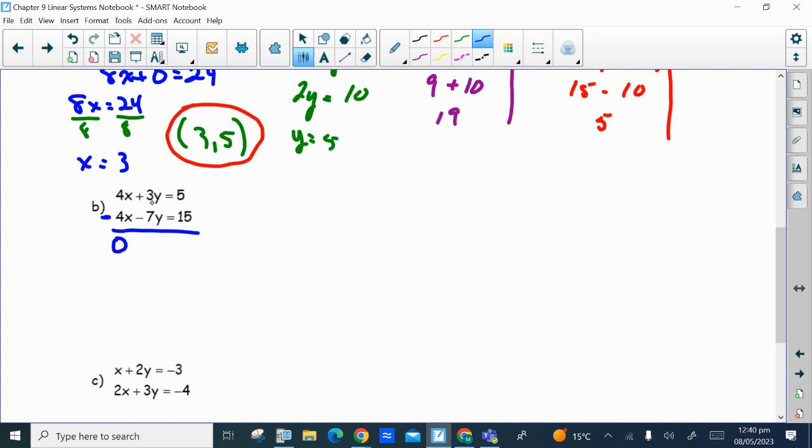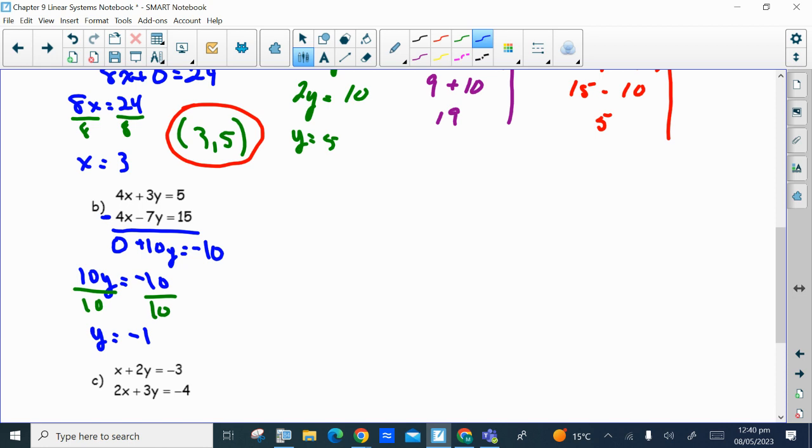So when you do the y's, it's 3y minus negative 7y. The minus minus becomes a plus positive. That's going to become 3y plus 7y, which is positive 10y, equals, and when you subtract 5, take away 15, you're going to get negative 10. So you'll have 10y equals negative 10, and now we would divide both sides by 10 to get y by itself. Negative 10 divided by 10 is negative 1.